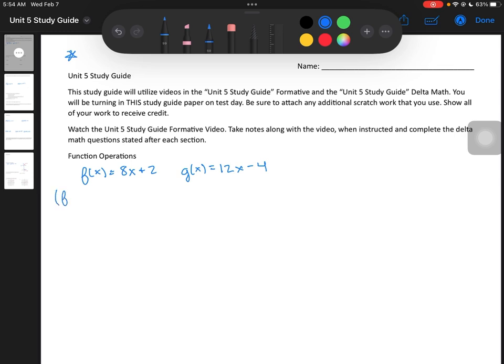So if the first thing we're asked to do is to add f of x and g of x, I'm just going to take both my f and g functions and write them down. And I use parentheses to organize so that I know that I've put everything in there for each function. But the parentheses don't really change anything. So then I want to combine like terms, 8x and 12x, which is 20x. And then 2 and negative 4, which is negative 2. So I don't need to worry about factoring or anything like that. I can leave it just like that for adding two functions together.